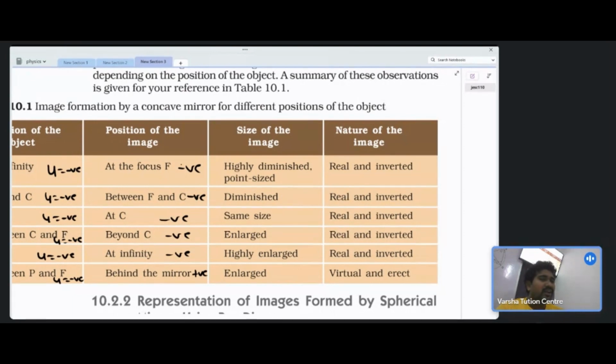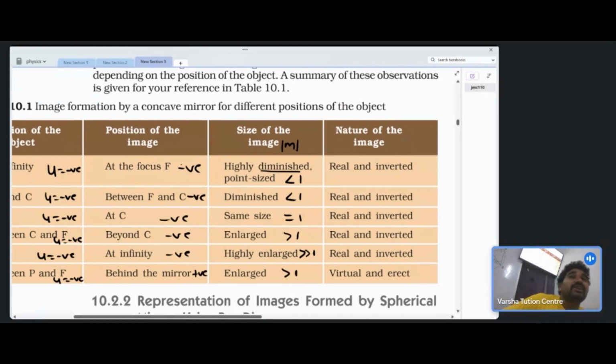Now, diminished or enlarged size will depend upon the magnitude of m. I am correct or not? When you say diminished, the magnitude of m is less than 1. Diminished means less than 1. Same size means equal to 1. Enlarged means greater than 1. Highly enlarged means greater than 1. And here also enlarged. Keep this in mind.